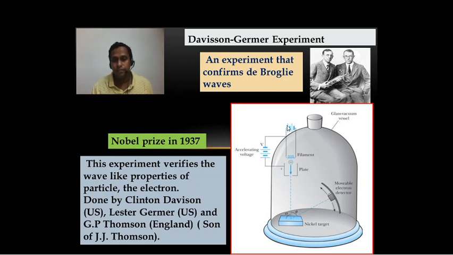There's a filament, there is a supply voltage. So due to thermionic emission, there are a lot of electrons. These electrons are highly accelerated by an accelerating voltage. After that, it passes through a collimator or slit. A narrow beam falls on the nickel crystal, and there is a mobile detector or electron detector that detects. That's actually the construction or the experimental part of this Davisson Germer experiment.